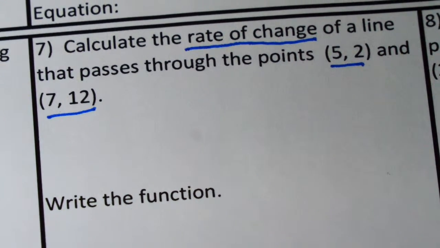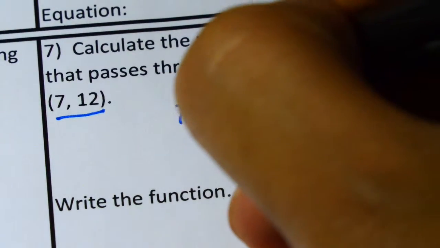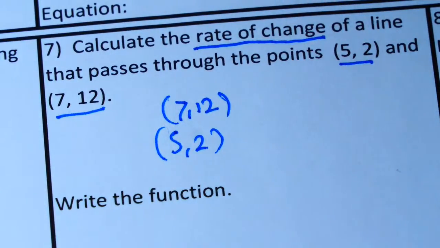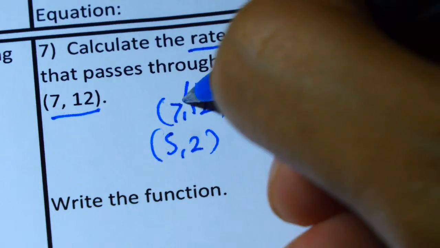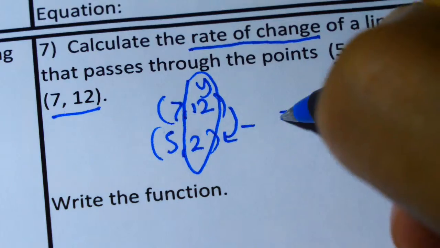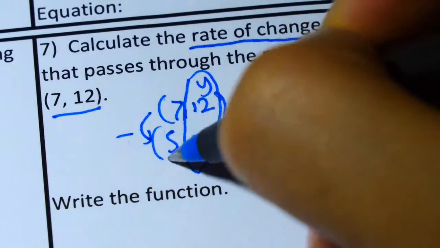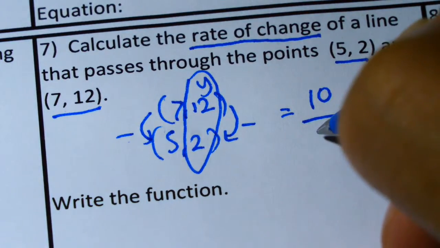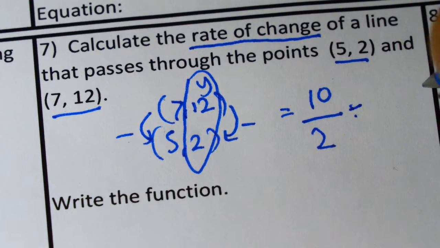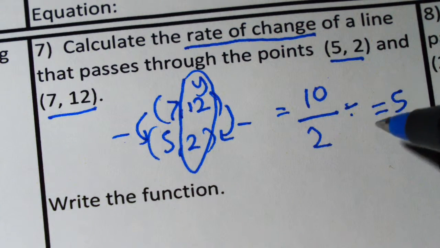So we have our 2 points. I'm going to put my bigger point at the top. So 7, 12, it's up here. 5, 2 at the bottom. Same thing as before, the change in y. 12 minus 2 is 10 over 7 minus 5 is 2. So 10 divided by 2 is 5. So our rate of change is 5.